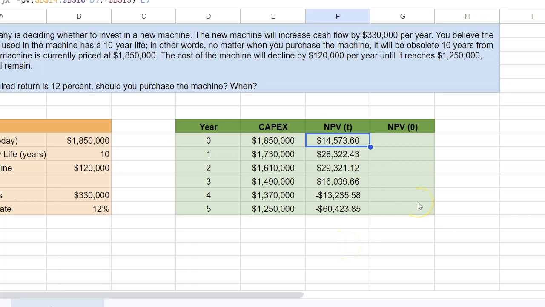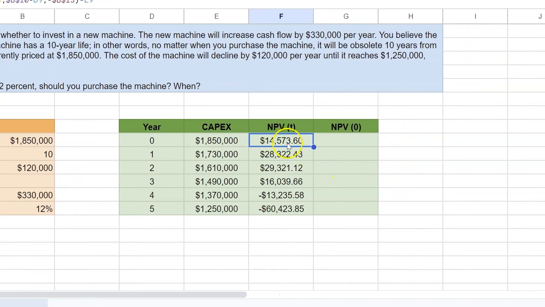Now, here is the important thing. Notice that this 14,573.6 is not directly comparable with this 28. For that matter, even this 28,000 is not directly comparable with this 29. Why? Because technically, you are calculating this NPV at the end of year 1. You're asking, if I start the project at the end of year 1, what will be the worth or the net present value of the investment at that time? Whereas this is the NPV at time period 0. This is the NPV at time period 2, 3, 4, 5.